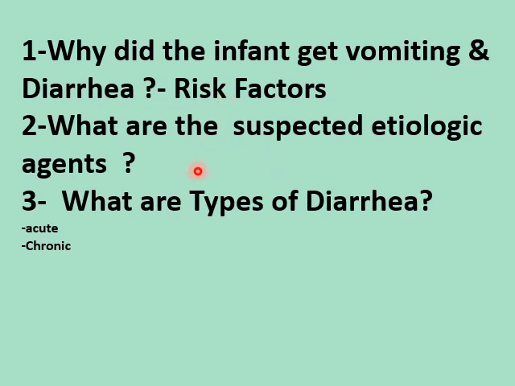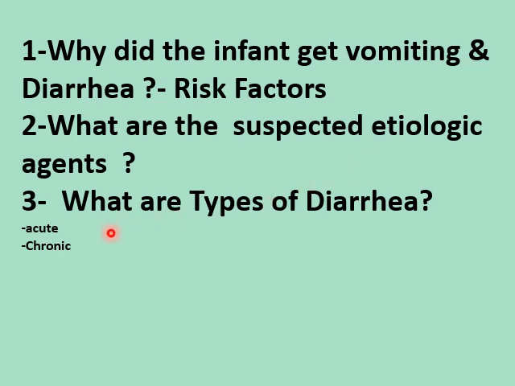What are the suspected etiologic agents? Most common are viral, bacterial, and parasitic. Which type of viruses? The first one mentioned, rotavirus, then calicivirus, Norwalk virus, adenovirus, and others. Bacteria: Salmonella species, Shigella, Escherichia coli, Campylobacter jejuni, and so on. Staph aureus may cause diarrhea as a preformed toxin. Parasites: we have two important parasites, Giardia and Entamoeba histolytica.